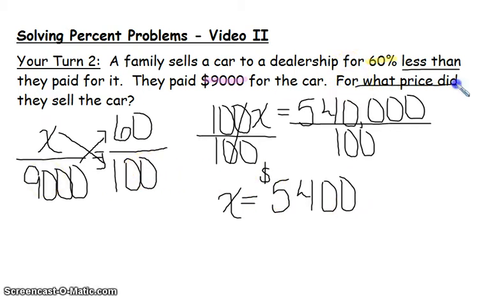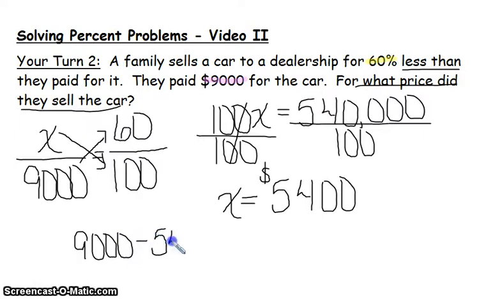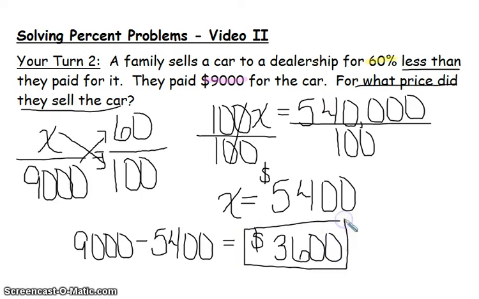If I want to know what price did they sell the car for, then I'm going to have to take the $9,000 that they paid for it originally and subtract out the 60% of that. And what that leaves me with is $3,600. So they did not get much for the car when they sold it to the dealership. So be very careful when you're answering word problems like this, just like with taxes if you're paying for something, or a discount if you're getting money off of something, that you finish out whatever the question is asking for.